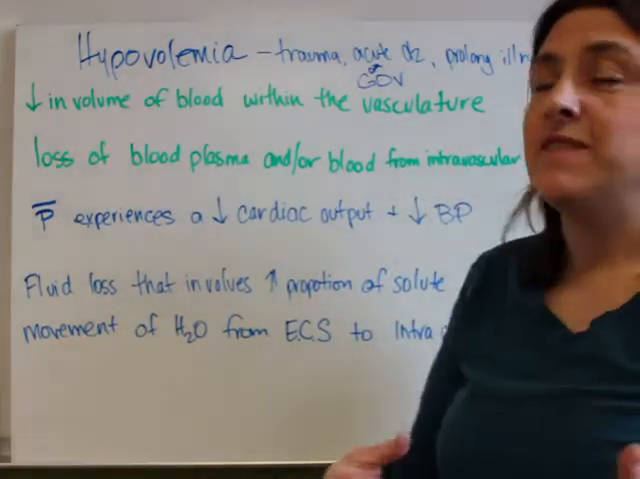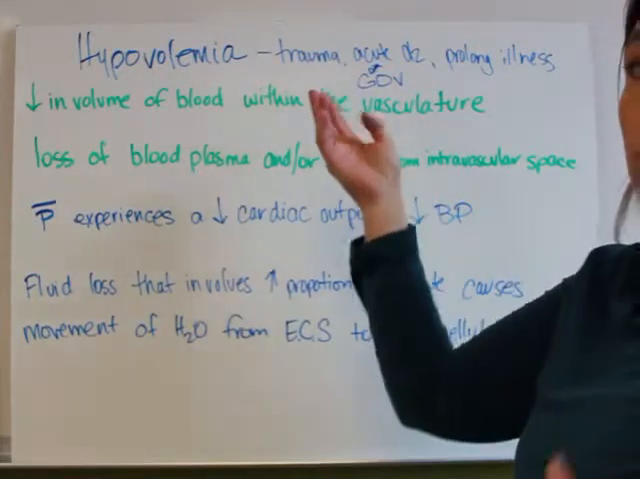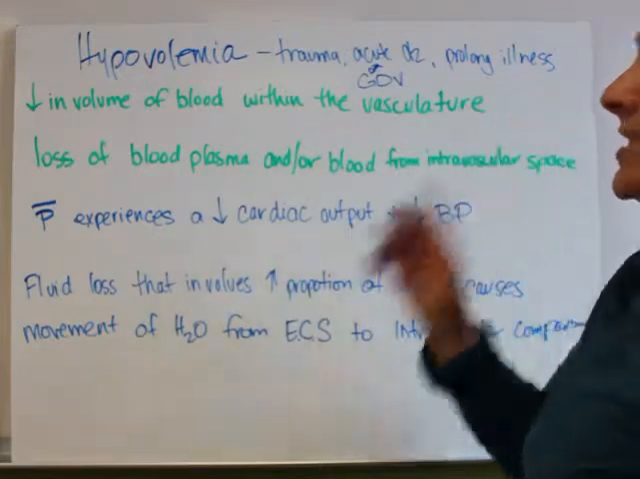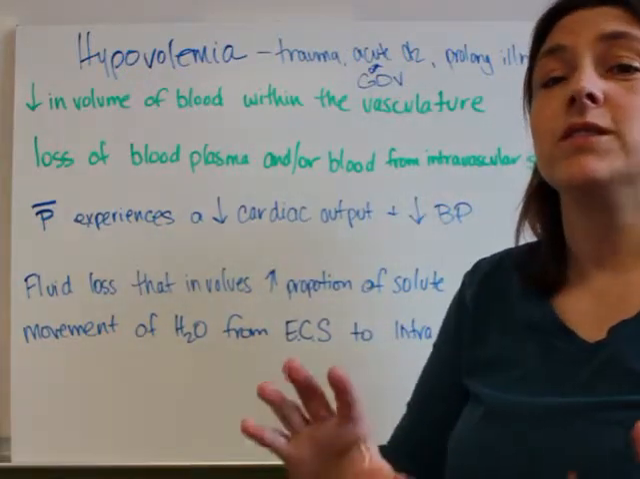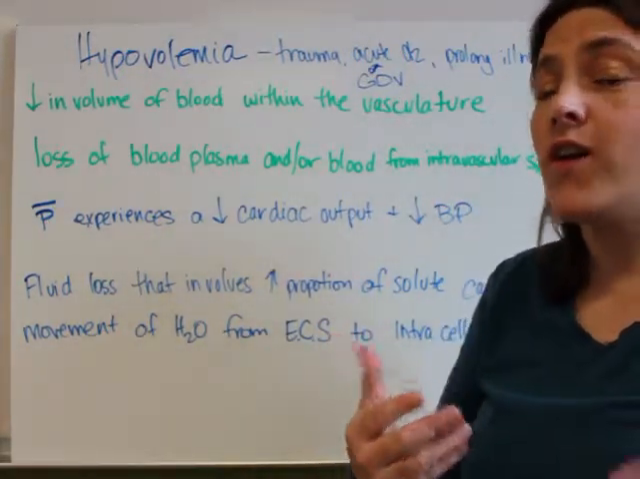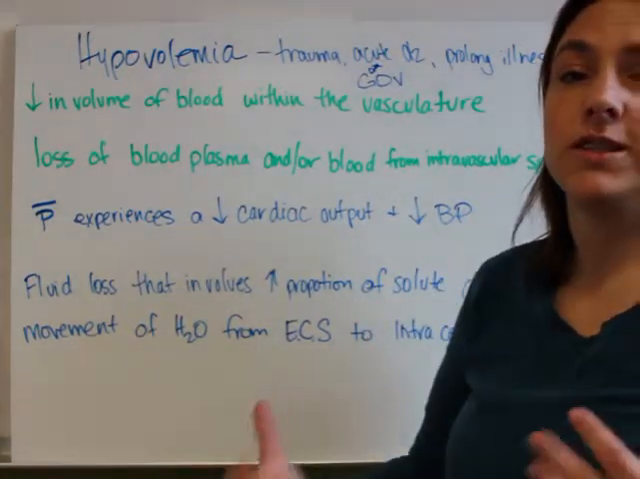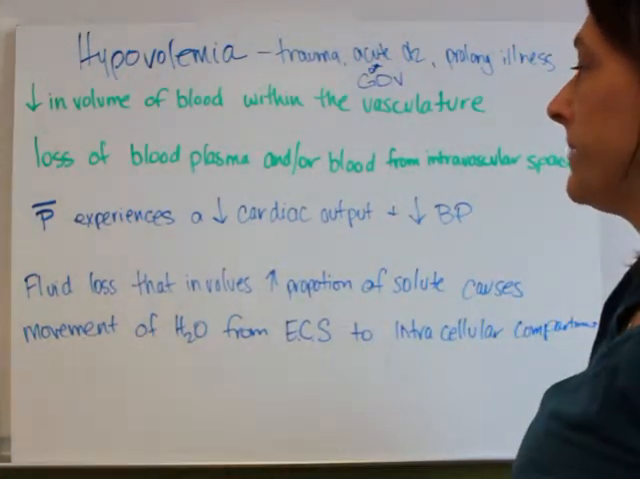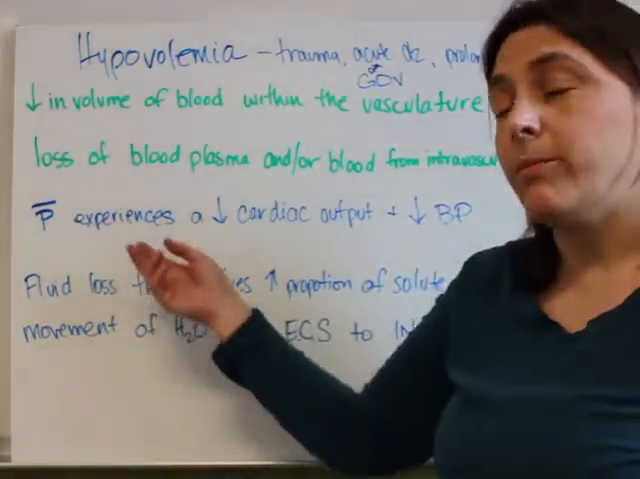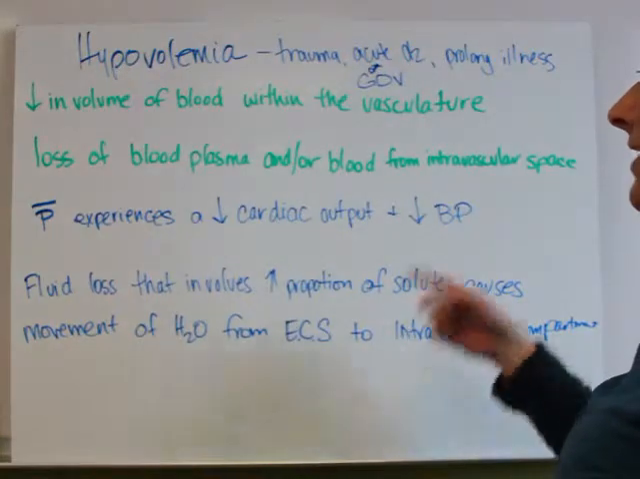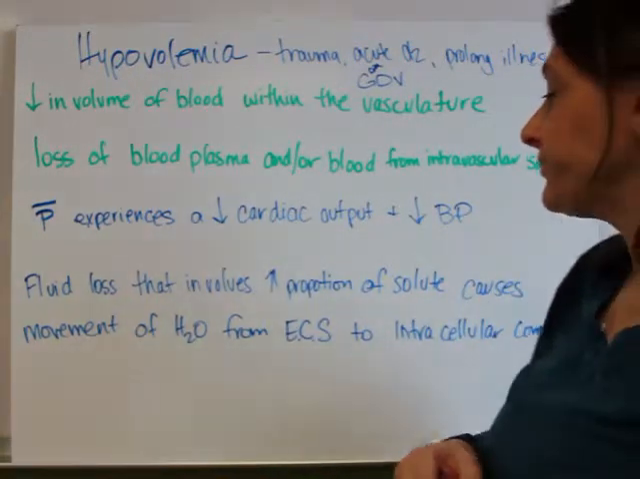And we see these in things like trauma, so an acute car accident with a lot of internal bleeding, acute disease like a GDV, when the stomach twists on itself, that definitely causes some hypovolemia, as well as a prolonged illness can cause some hypovolemia. So basically what the patient experiences is a decrease in cardiac output and a decrease in blood pressure.